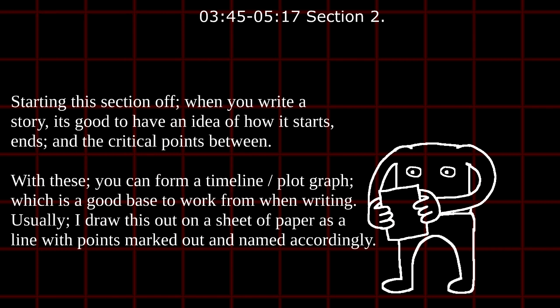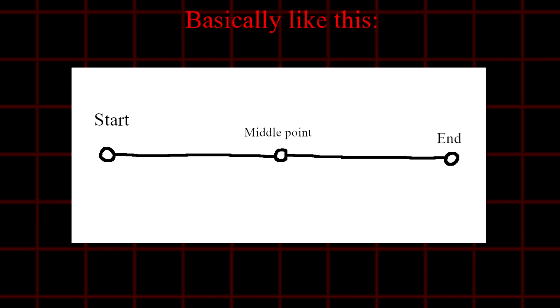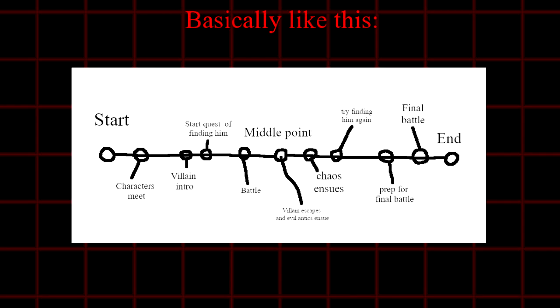Timeline/plot graphs, plot threads, arcs and pacing. Starting this section off, when you write a story it's good to have an idea of how it starts, ends and the critical points between. With these you can form a timeline/plot graph, which is a good base to work from when writing. Usually I draw this out on a sheet of paper as a line with points marked out and named accordingly. I get all the major events in place and it will generally start to look like a single route on a subway or underground train map. Then from there I progressively refine the timeline and add more events and things connecting them together.